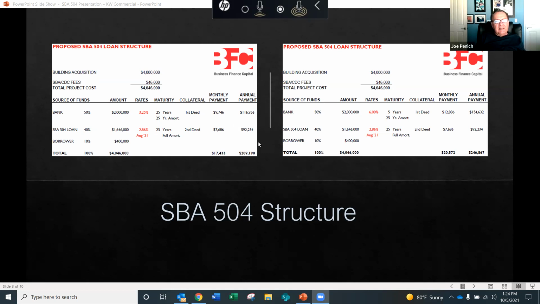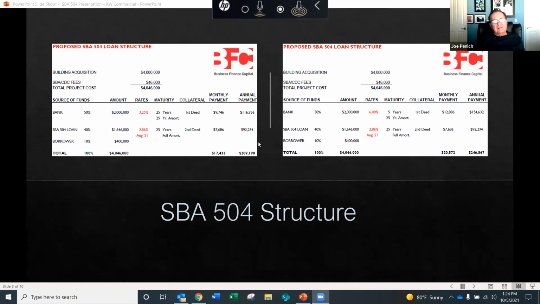I mean, I've only done one SBA loan. It was 15% down, and the bank financed 85. Why is it switched around like this? Sure. So there's two programs in the marketplace. This is the SBA 504 program. It sounds like you're referring to the SBA 7A program.